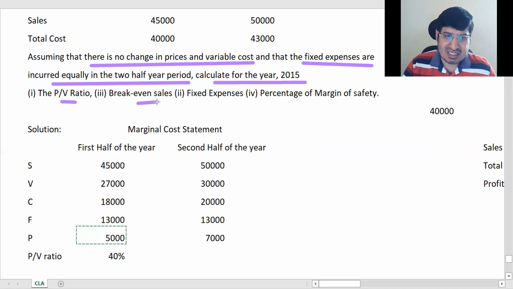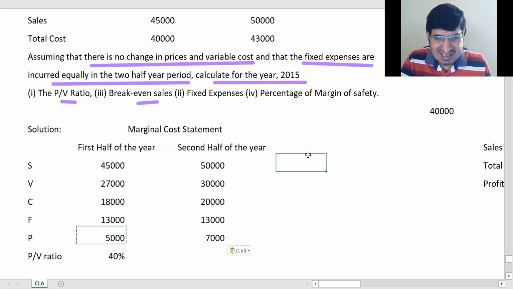Now break-even sales. What is the formula for break-even sales? Varshini, Nandini, slept or what? Silent. Okay, break-even sales is fixed cost upon PV ratio.